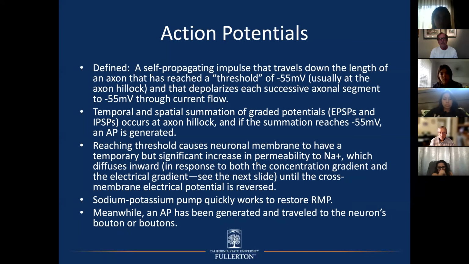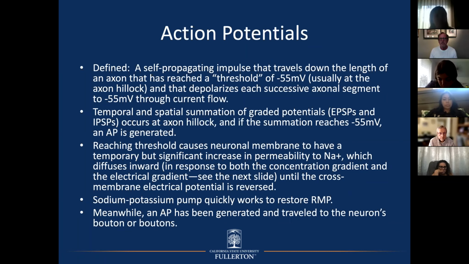Okay, now, I made this point in the previous slide, I think, but here it is again. Temporal and spatial summation of graded potentials, that is the EPSPs and IPSPs, occur at the axon hillock. And if the sum reaches minus 55 millivolts, an AP is generated. I'm not sure if I used the terms temporal and spatial summation before this.